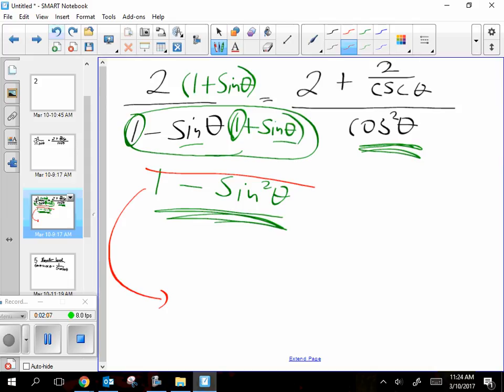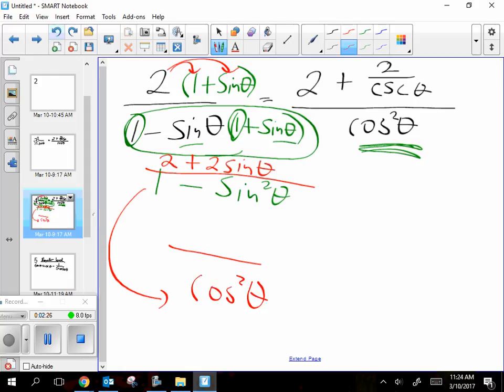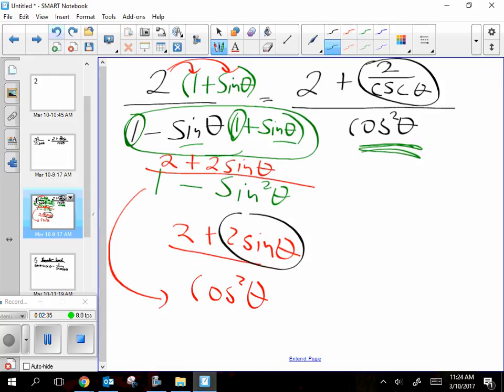But I better finish the top here. 2 times the 1 is 2. 2 times the sine theta is plus 2 sine theta. There. Now, for my next trick, I'm going to take the denominator there and make it into cosine squared. And then I'm so close. All I have to do is fix this. Somehow sine and cosecant. But, oh, I know that one.